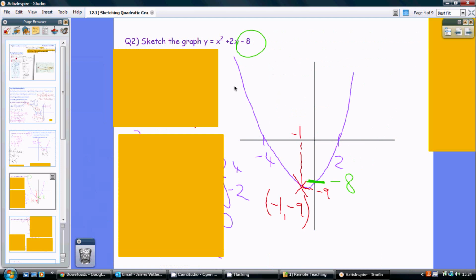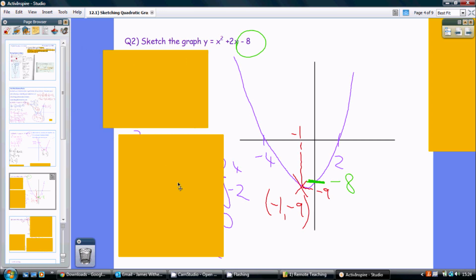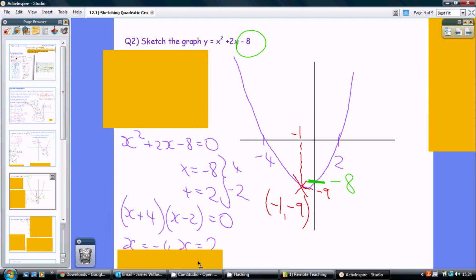So let's work out the roots, so where it crosses the x-axis. So let's factorize, whoops, I've done it the other way around, this one. So let's work out the roots. So set it equal to 0, because it cuts the x-axis when y equals 0.